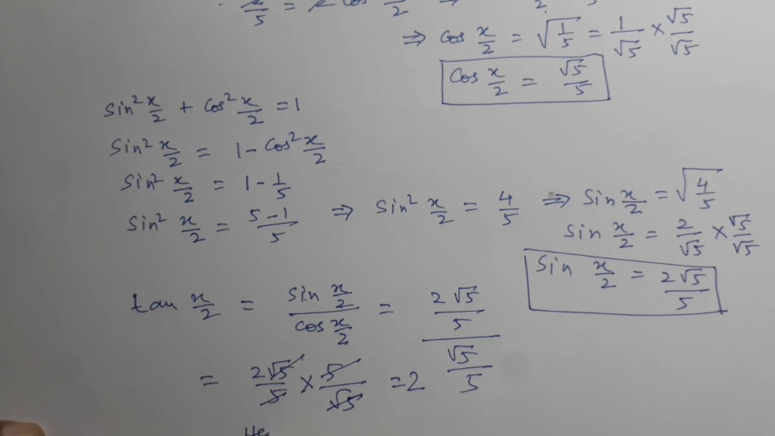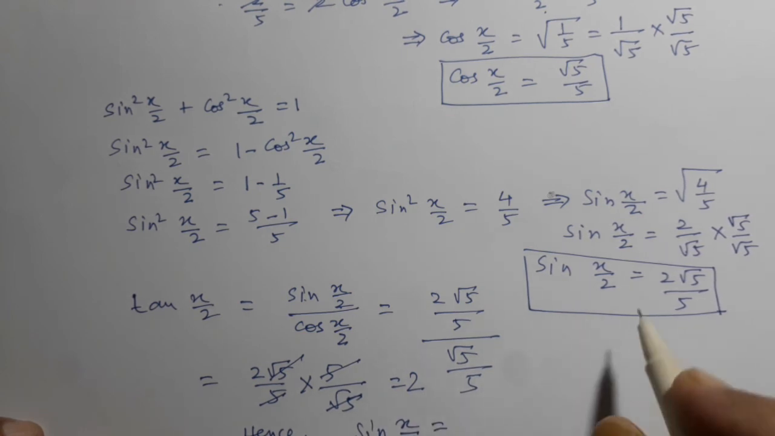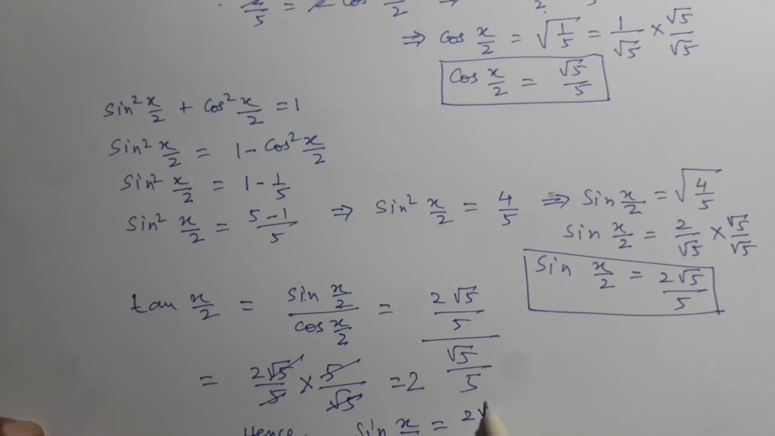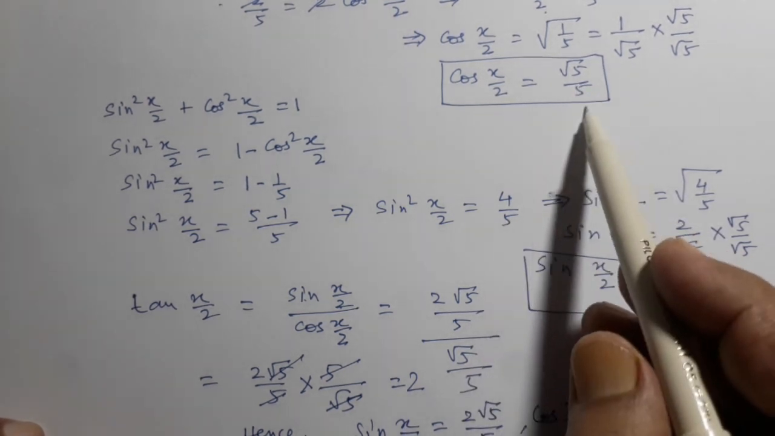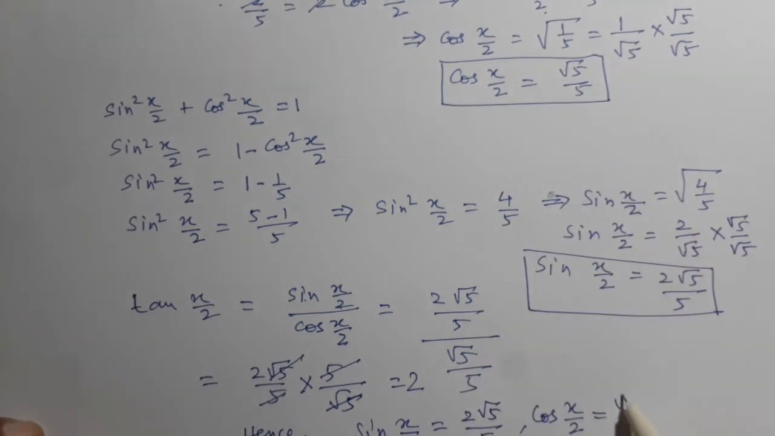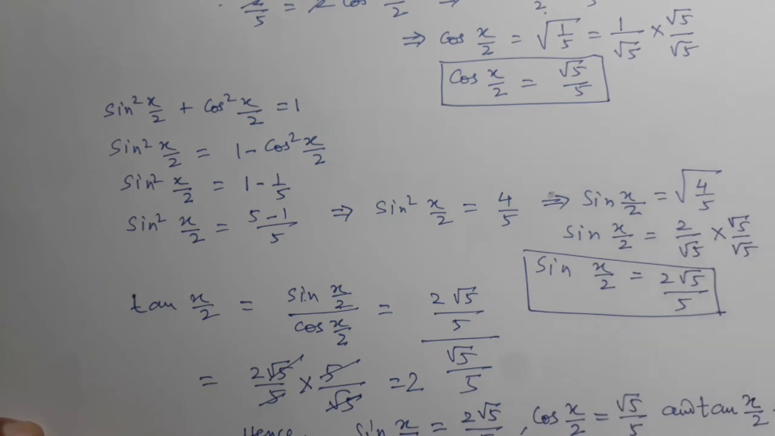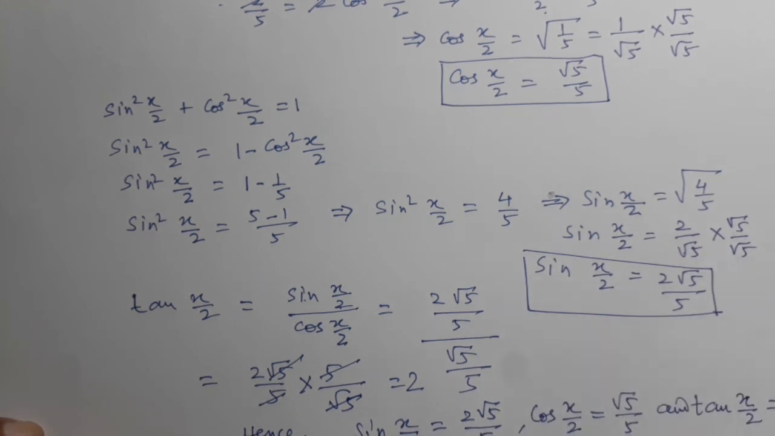Hence, sin x by 2 will be 2 root 5 by 5, cos x by 2 will be root 5 by 5, and tan x by 2 will be 2. This is our answer. Right?